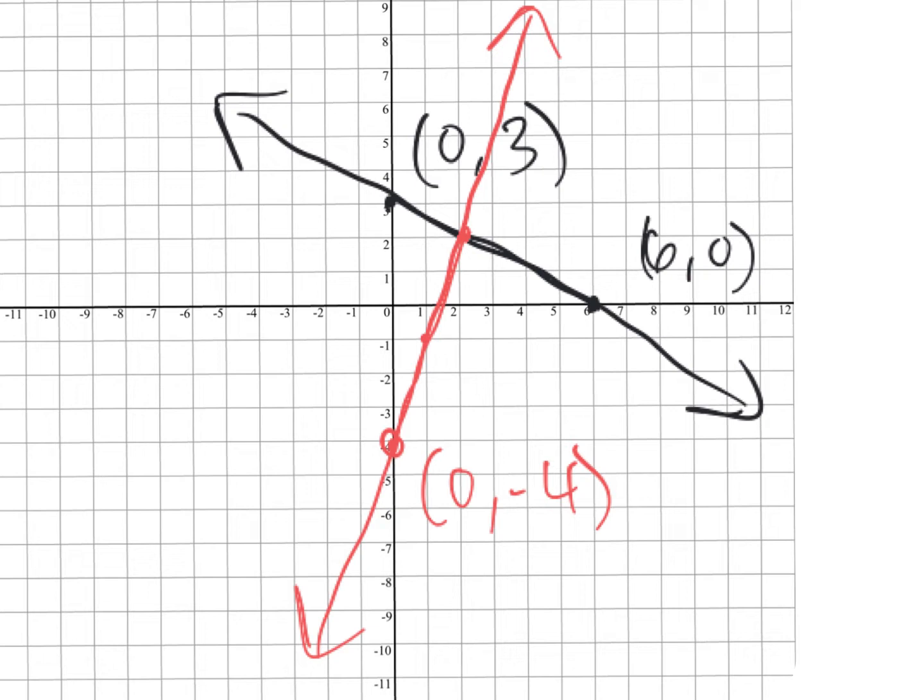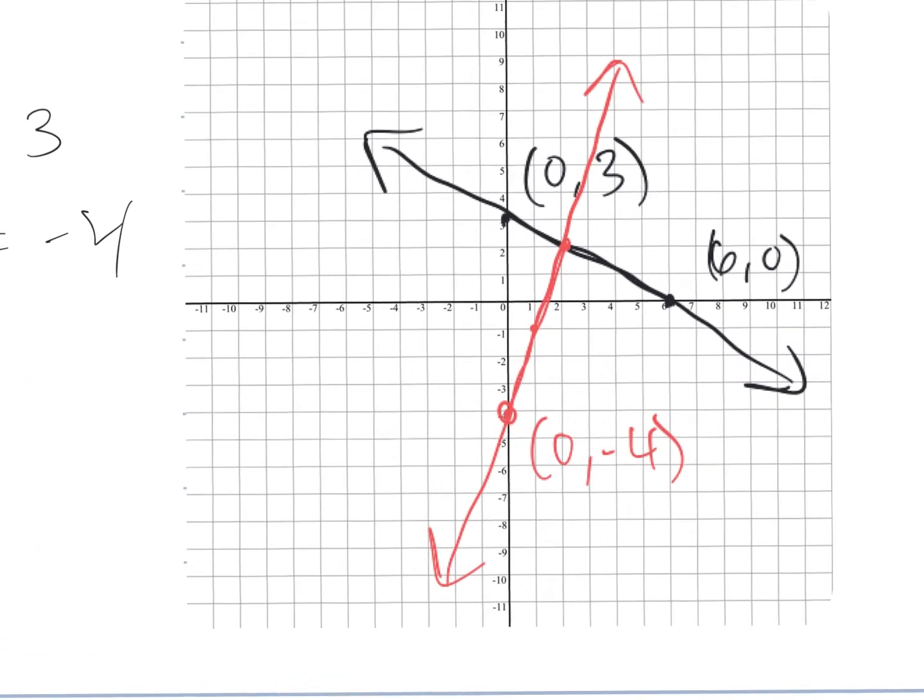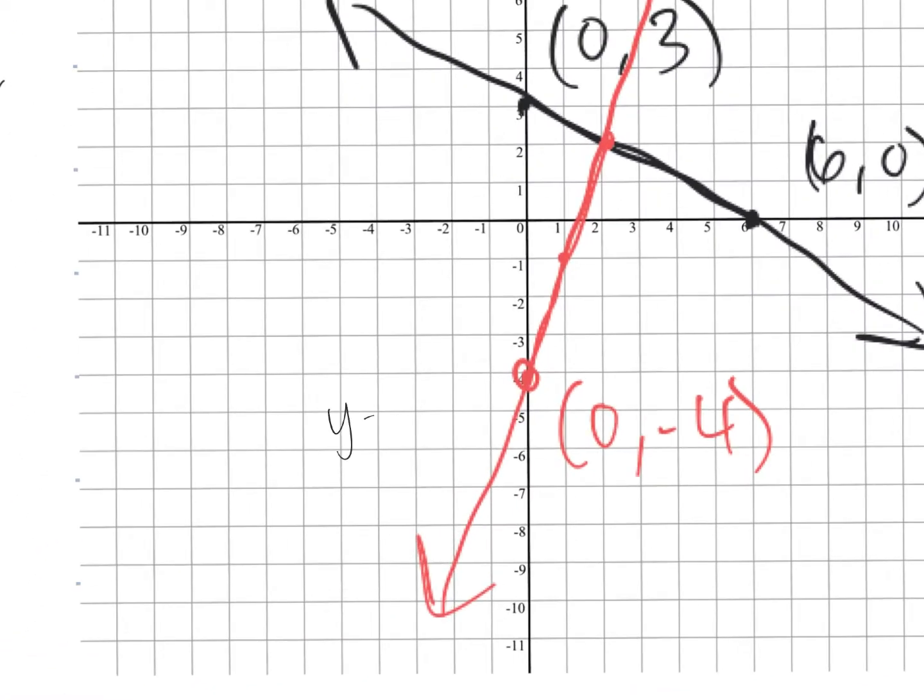So if you go up 3 and to the right 1, your next point is 1, -1. Go up 3 again, to the right 1, and you have 2, 2. Then draw a line extending through those points. Any questions on the first line and the first equation? I want you to label your line with the equation. This one was y equals 3x minus 4. Put it right next to the line, because we're going to use this in a second.